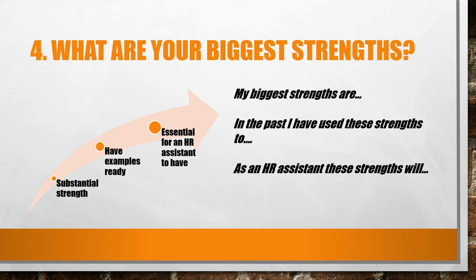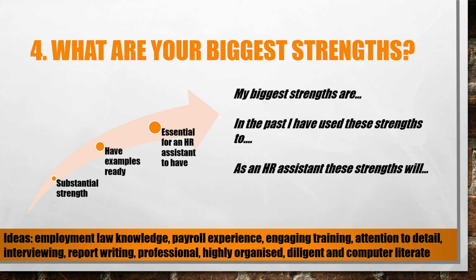Then you say, in the past, I've used these strengths or this strength to, and explain what you've actually done. Bring in 1 or 2 examples of when you've used it. And then say, as an HR assistant, these strengths will, and explain how these strengths will make you better at your job. And so let's look at some ideas for strengths that would be quite useful to talk about. So you could say employment law knowledge. So if you've worked in HR before or got some qualifications relevant, you can explain that you've got good knowledge of employment law and that's a developing area for you and you're really interested in it.